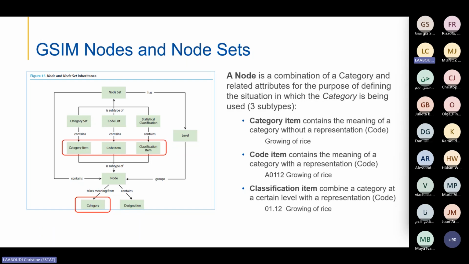Or we may have a code item that contain the meaning of a category with a code representation, with M for male, A0112 for growing of rice in the SDMX activities code list. Or we have the classification item that combine a category at a certain level with one representation. So for instance, 0112 corresponds to growing of rice in NACE, and this item belongs to the NACE class.